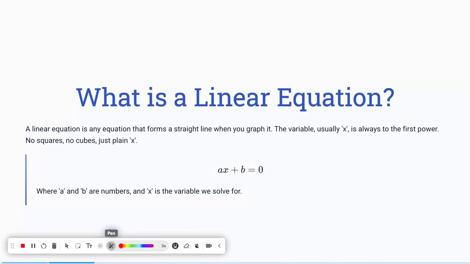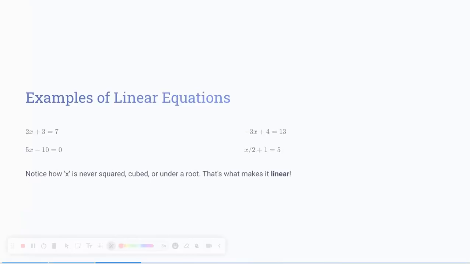You should already know this from previous videos, but in case you don't, a linear equation is any equation that forms a straight line when you graph it, and the variable, usually x, is always to the first power. So we have no squares, it's not quadratic, it's not cubic, it's just plain x. And so this variable is the one we're going to be solving for when solving linear equations.